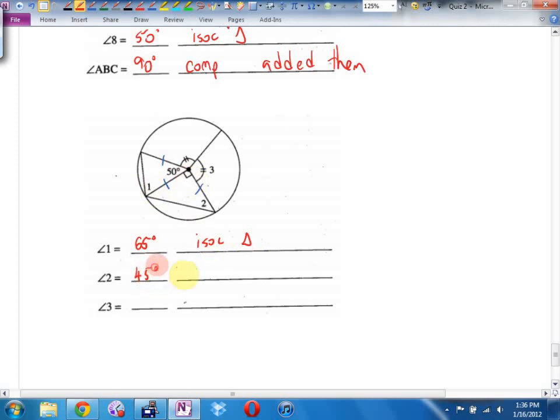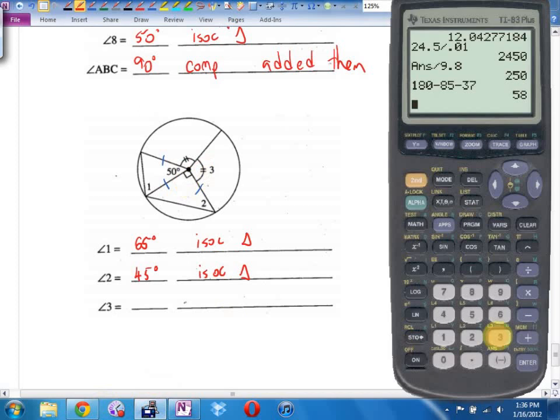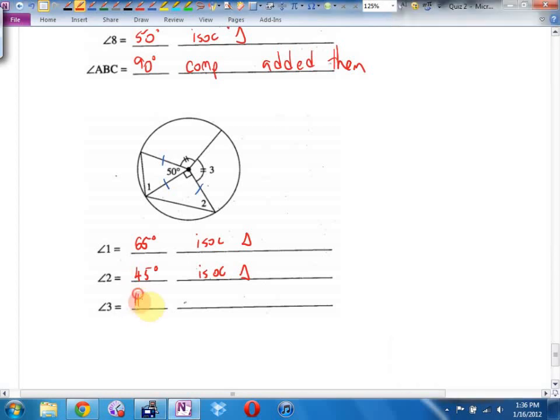Okay. Oh, 360 minus 90 minus 50 divided by 2. 110, and I used angles at a point, I think. Oh, is that it? Yeah. That's it, Mr. Dueck.